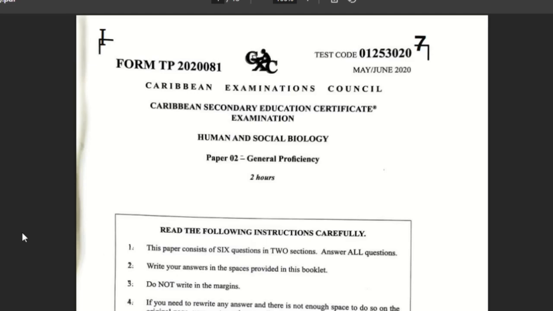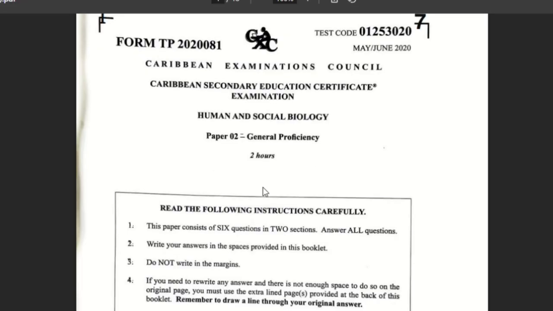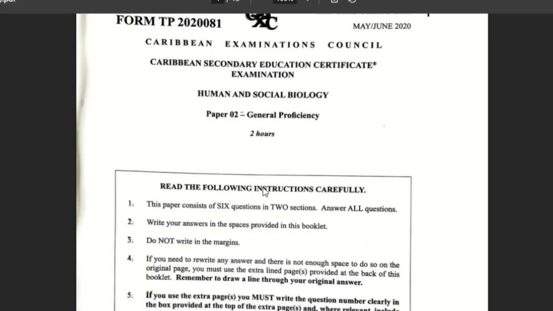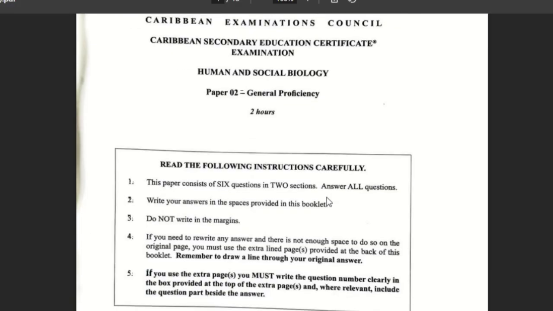Okay, so this is another past paper that we're going to go through. This one is taken from 2020. It's the same instructions. It says this paper consists of 6 questions in 2 sections and all that. You should actually read the front page just in case things change. Always read the front page for the different instructions. But now let's get into the real question.